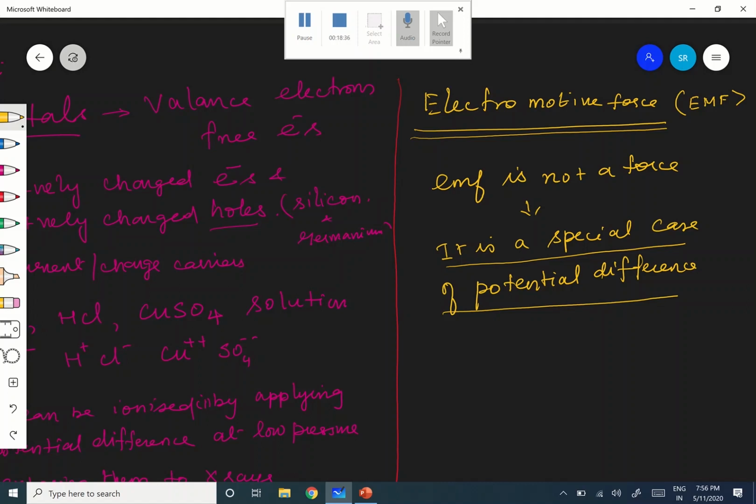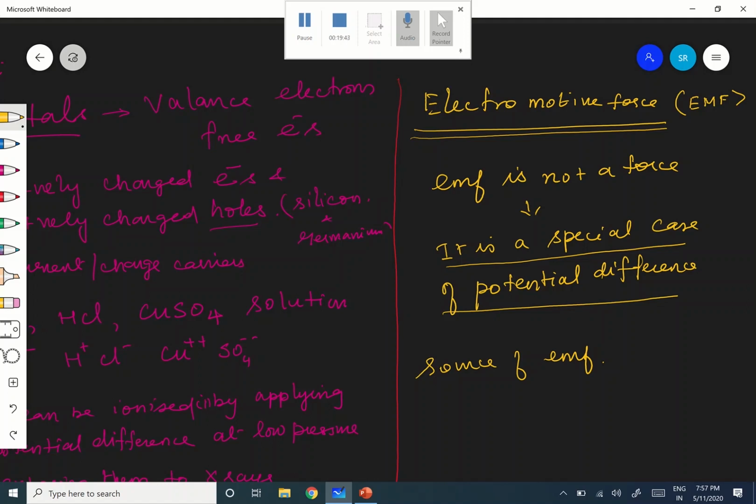This EMF, the electromotive force, is actually associated with an arrangement or mechanism which supplies energy, or which does some work to move the electric charges in a particular, definite direction. Therefore this electromotive force is associated with some arrangement or mechanism that has to supply some energy or do some work to compel the electric charges to move in a definite direction. Such an arrangement is what is called a source of EMF.